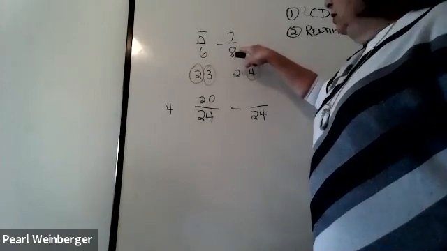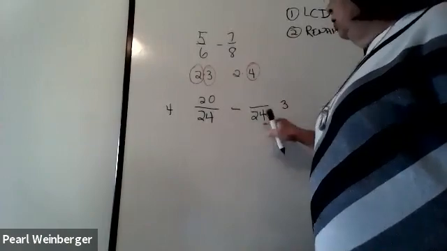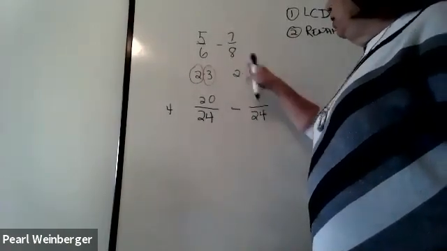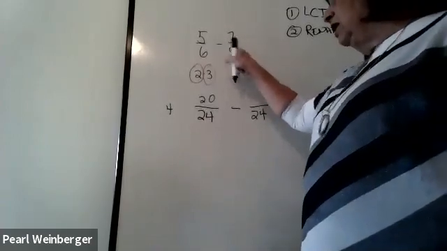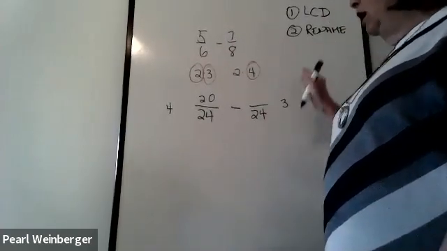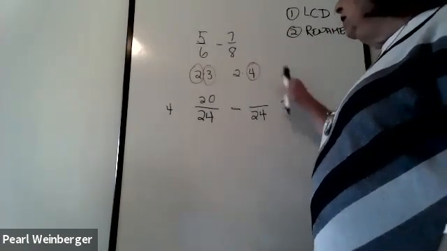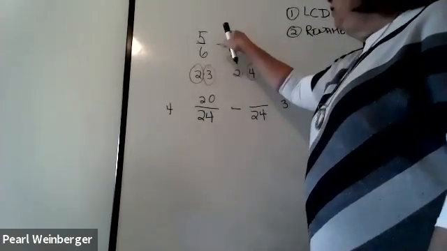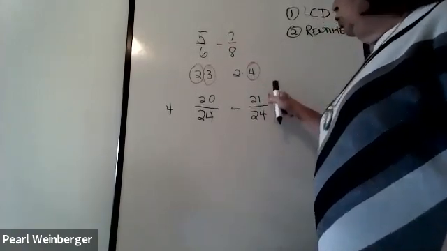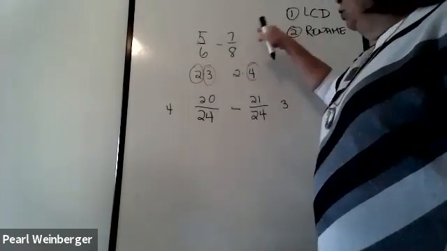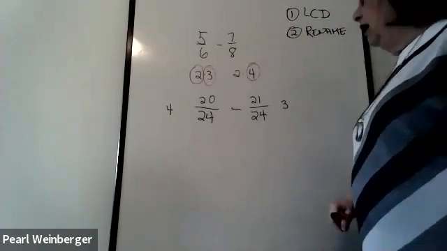In this case, 8 into 24 gave me 3. In order to get from 8 to 24, I had to multiply by 3. How did I figure that out? By dividing the 8 into the 24. Again, whatever I've done to the denominator, I've got to do the same thing to the numerator. So therefore, 7 times 3 gives me 21. 21 over 24 is the same as 7 over 8.